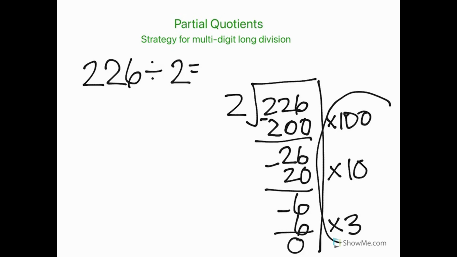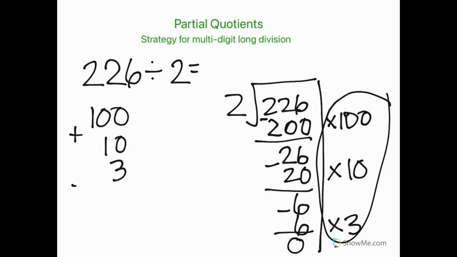We're going to look at these numbers over here: how many times 2 went into each of those numbers, and we're going to add them. So we're going to take 100 plus 10 plus 3 equals 113. 226 divided by 2 is 113.